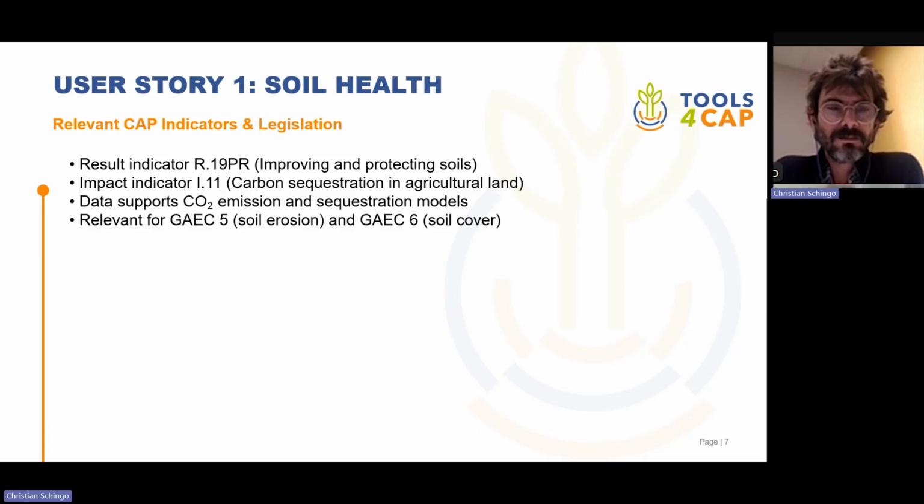We envisage that there are some relevant CAP indicators and legislation that these user stories can take into consideration and touch. So we have the result indicators, for example, the R19 PR that improving and protecting the soil. Then we have also impact indicator as the carbon sequestration in aggregation of land. Data supports CO2 emissions and sequestration models, and they are relevant, and it's relevant also for the GAIC 5 for the soil erosion and for GAIC 6 of soil cover.